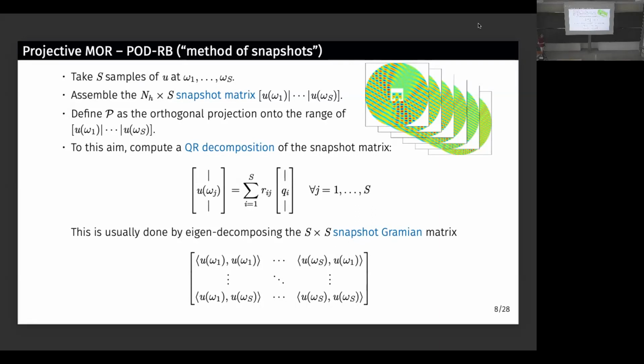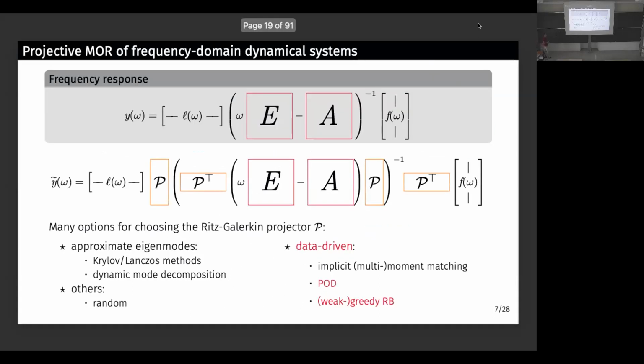First of all, we take S samples of our function U, of the state U. And here I'm representing different samples, and they are taken at different frequencies, of course. This is going to be important in the sequel: we have to fix in advance how many samples we take and where we take them. Then we take all the samples and we stack them as columns of the so-called snapshot matrix. And then the only thing left to do is to define P as the orthogonal projection onto the range of this snapshot matrix.